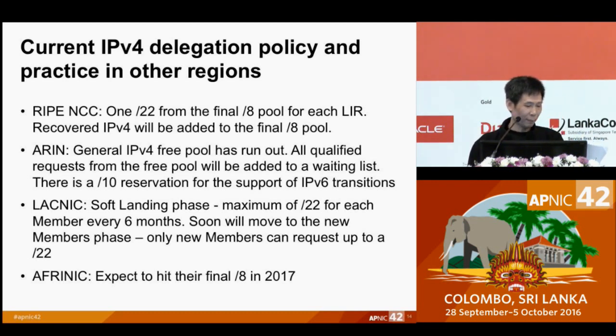And APNIC. APNIC is the only RIR that still has more than a /8. They also expect to hit the final /8 in 2017.